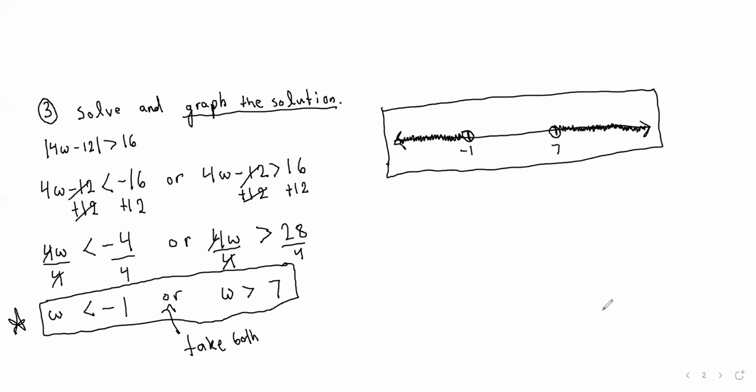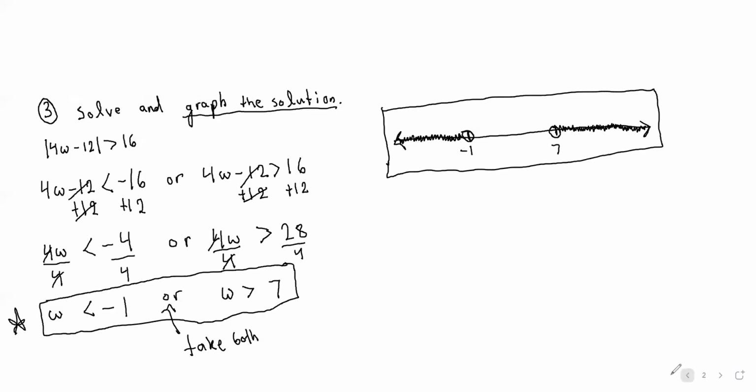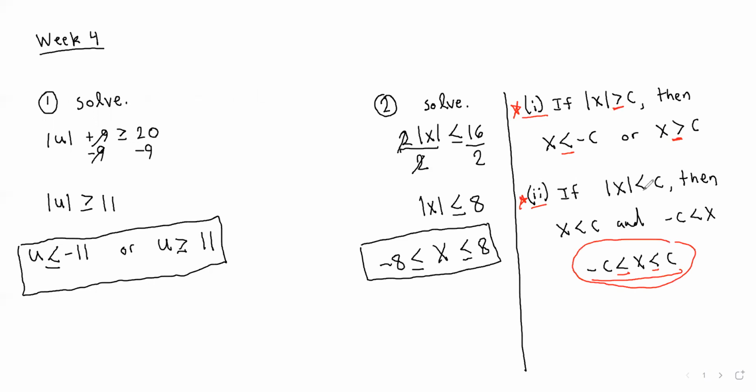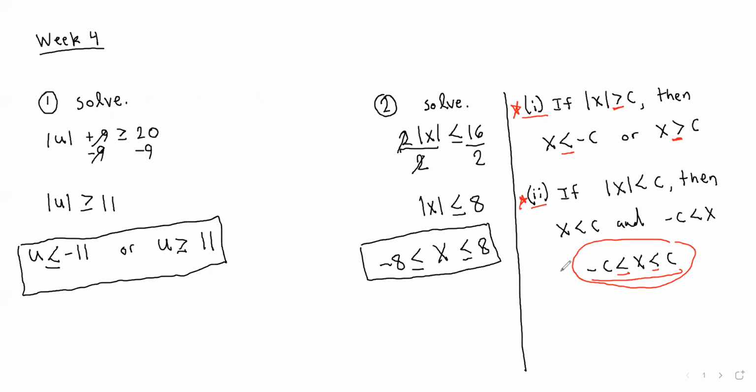Let's look at one more example. Example 4 is to solve and graph the solution, just like example 3. So let's go through the steps. First, let's note that the absolute value has been isolated. And so it's in the form, let's look at page 1, of number 2, where we have an equal sign, less than or equal. And in this case, instead of an x, we have the minus 21 minus 6x. And instead of a c, we have a 9. So this means our solution is going to be of this form, with the x replaced by the minus 21 minus 6x and the c with a 9.